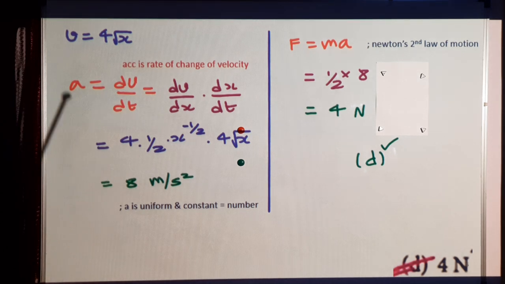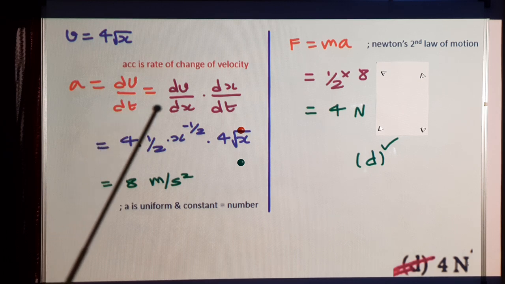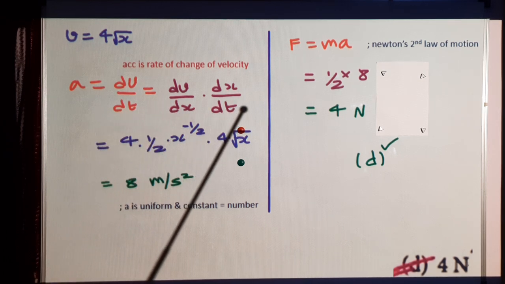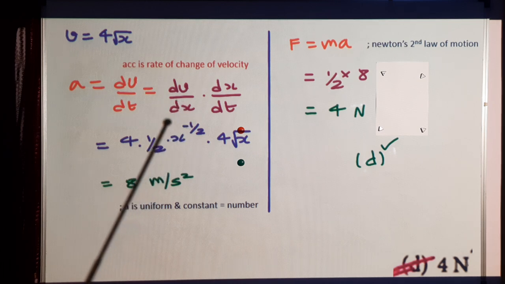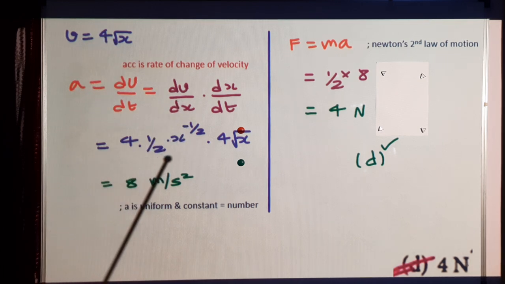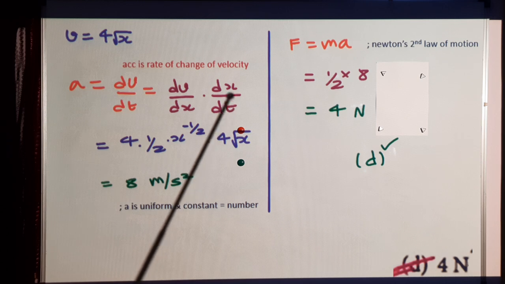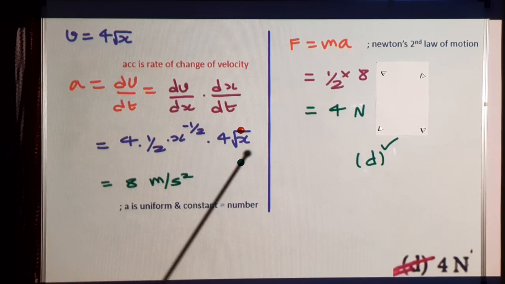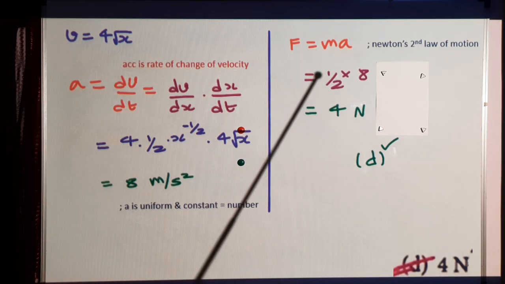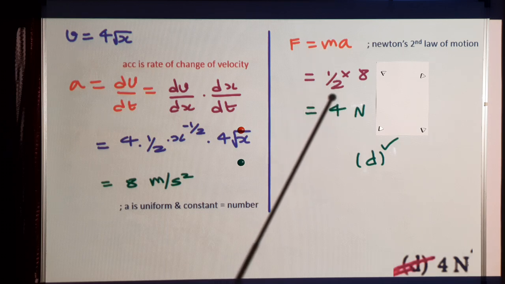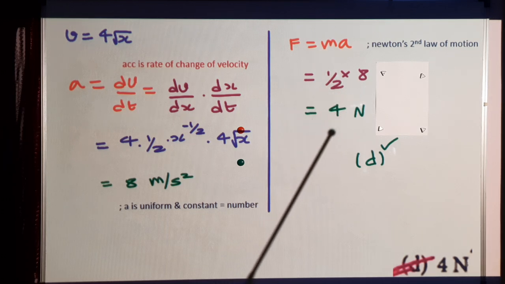So this is what I've done here. Velocity is 4 root x given in the question. Acceleration is rate of change of velocity, which can be written as dv by dx into dx by dt. This is chain rule of derivatives. And dv by dx, if I differentiate this with respect to x, I'll get 4 half x raised to the power minus half. And dx by dt is nothing but the velocity, 4 root x. So it is 8. So it's just a number, which means acceleration is uniform and constant. Force is also uniform and constant because force is nothing but acceleration scaled by a factor mass, and mass is a constant. So mass is half kg. So force is 4 Newton.